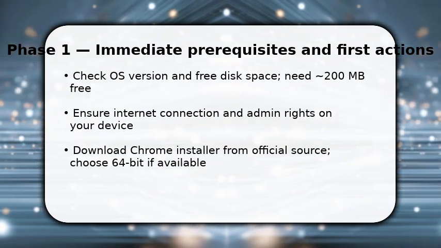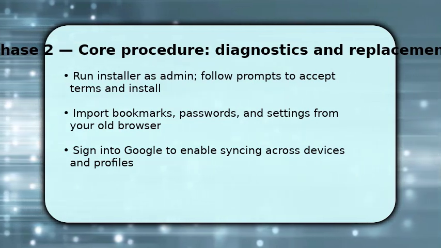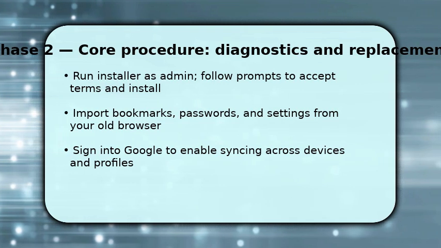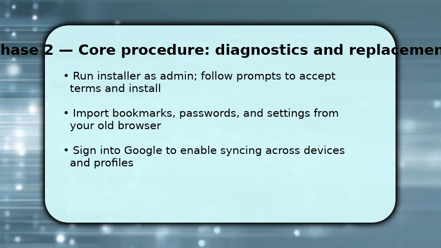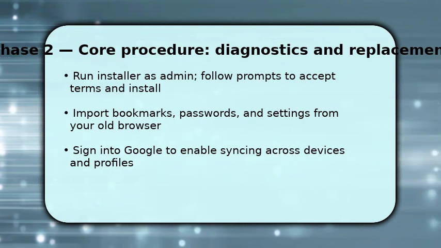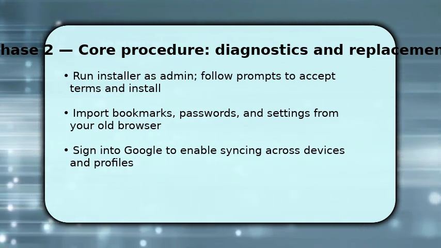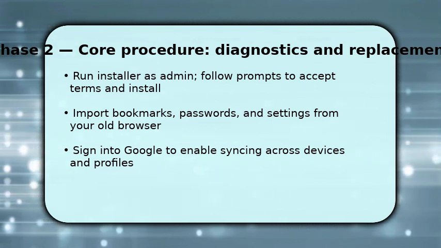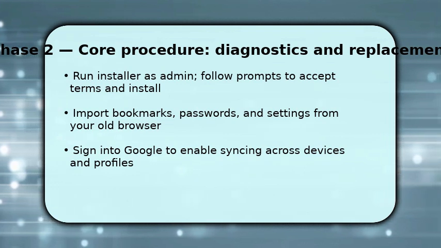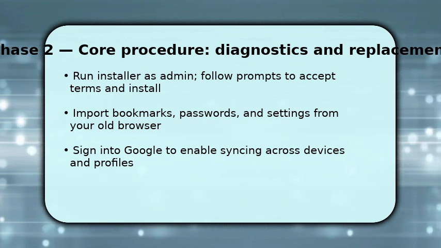You run the installer and follow prompts, accept terms and allow permissions, because installers need elevated access to add system shortcuts and update defaults. Once Chrome opens, choose to import bookmarks, passwords, and settings. This preserves your workflow and saves time. If you have multiple profiles, create or sign into a Google account to enable sync so tabs and history travel with you. Make sure the import completed successfully before moving on, because that saves repeated manual transfer.